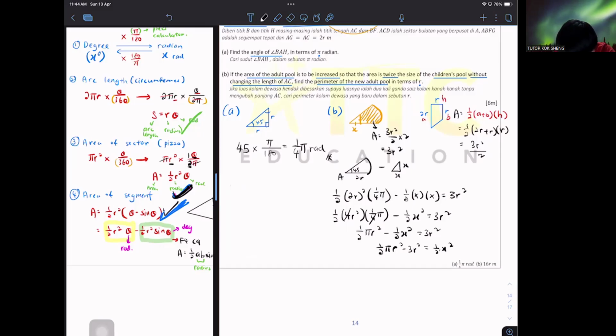So I bring the 2 over and times. Okay, this one wait for you first. We get the x already.